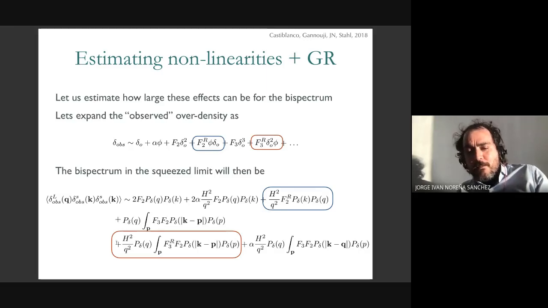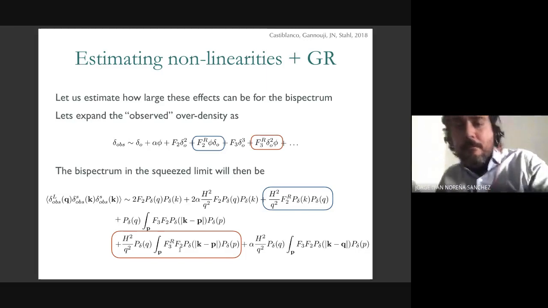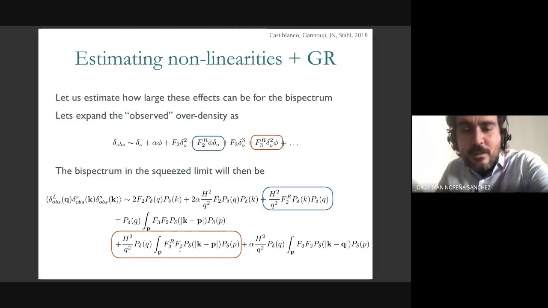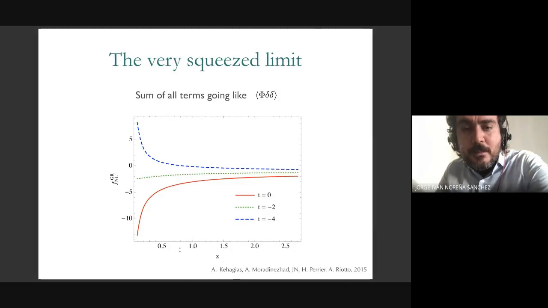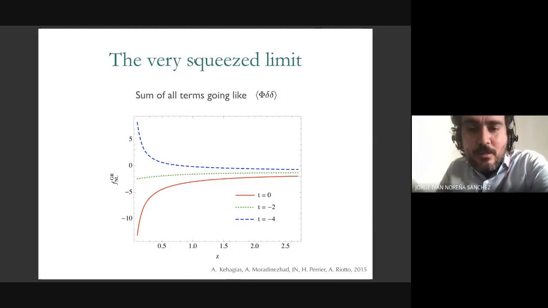And moreover, we will see that the size of these effects is generically of the order of f_NL of 1, so of the same order as the physically interesting region that you want. Now, in the very squeezed limit, when the long wavelength mode is outside of the horizon, you can do this calculation simply by a change of coordinates, and we did this in this paper. We get indeed that the GR f_NL is of order 1, but it would be nice to have a more explicit calculation that you can also use inside the horizon.